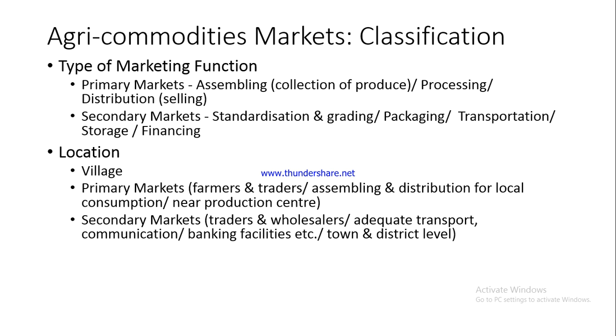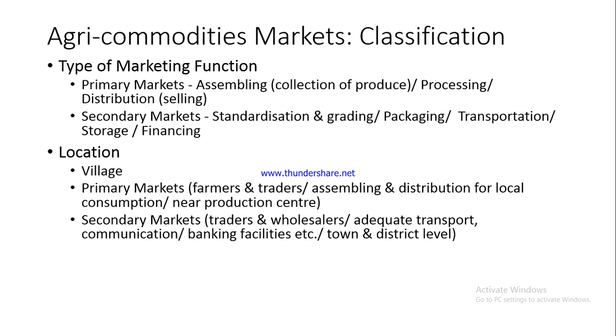And again, as mentioned in the discussion on marketing function also, these are the markets which have adequate transport, communication and banking facilities, and generally they are situated in the town or the district levels. So they are not situated near the production center, they are situated at a distance from the production center, at the town center or maybe at the district headquarters. So these are secondary markets. And if you look at the structure of these secondary markets, you'll find that the structures and the kind of buildings which they use, they are also very markedly different from the primary markets.